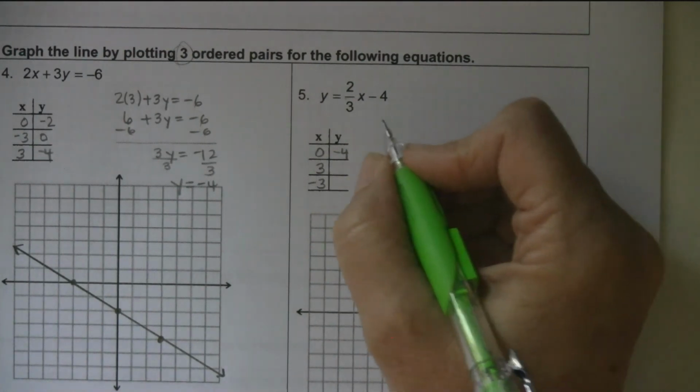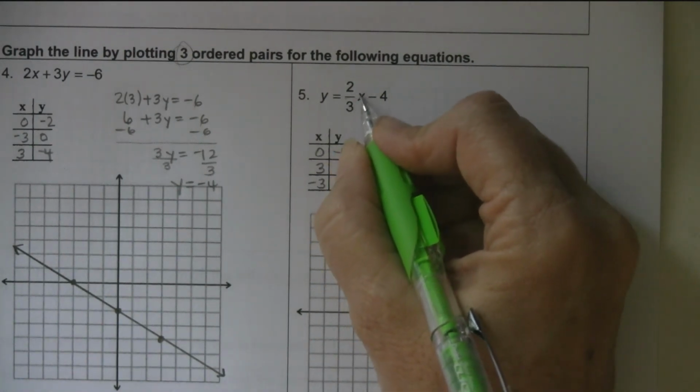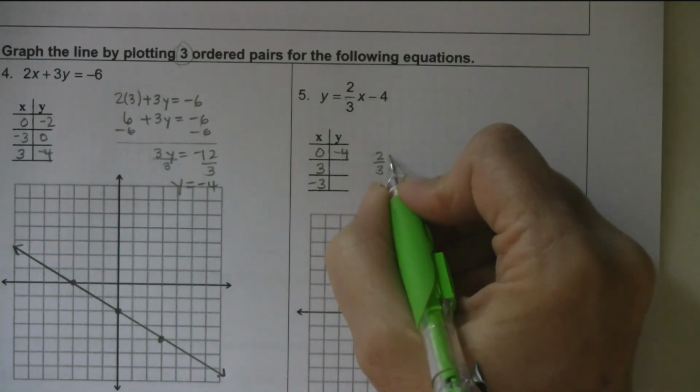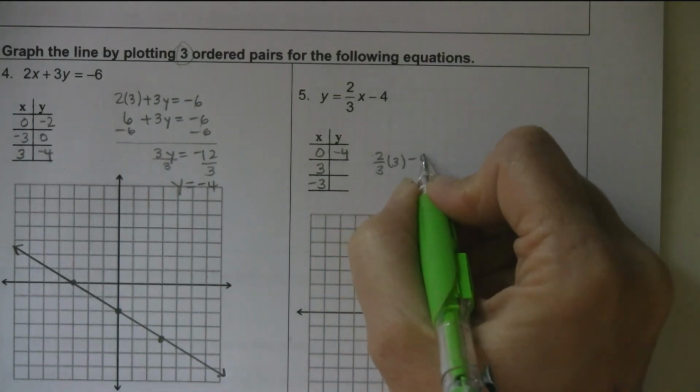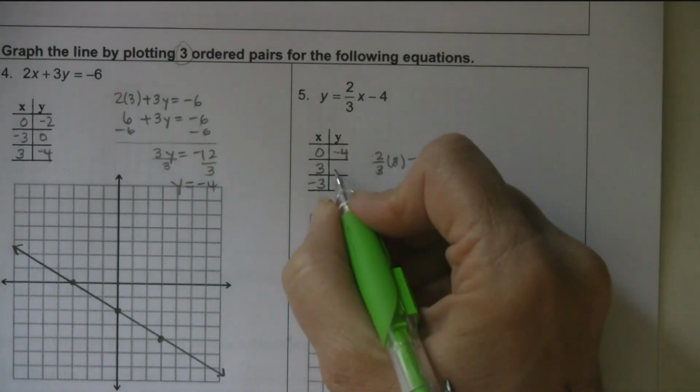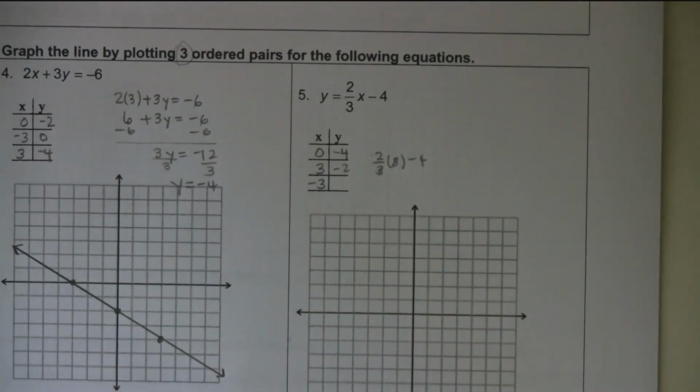Because 0 minus 4. And then when you put a 3 in here, right, imagine with me, 2/3 times 3 minus 4. So many people tell me that they are not good with adding and subtracting fractions.